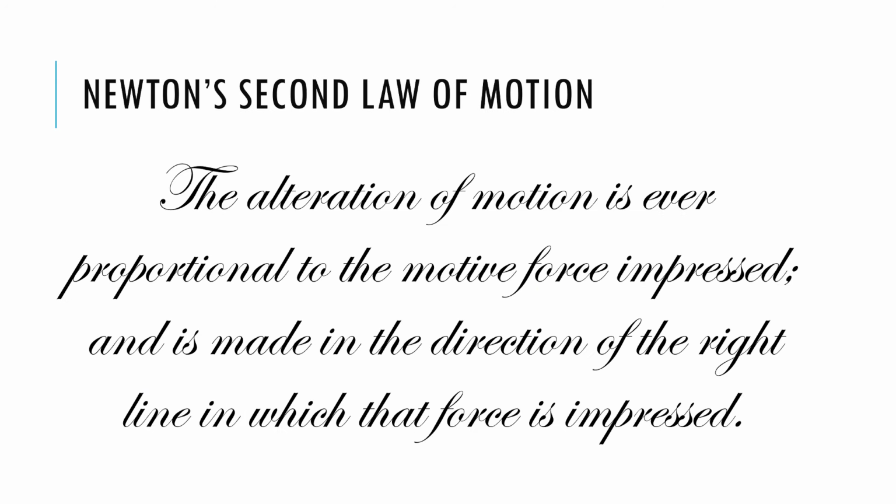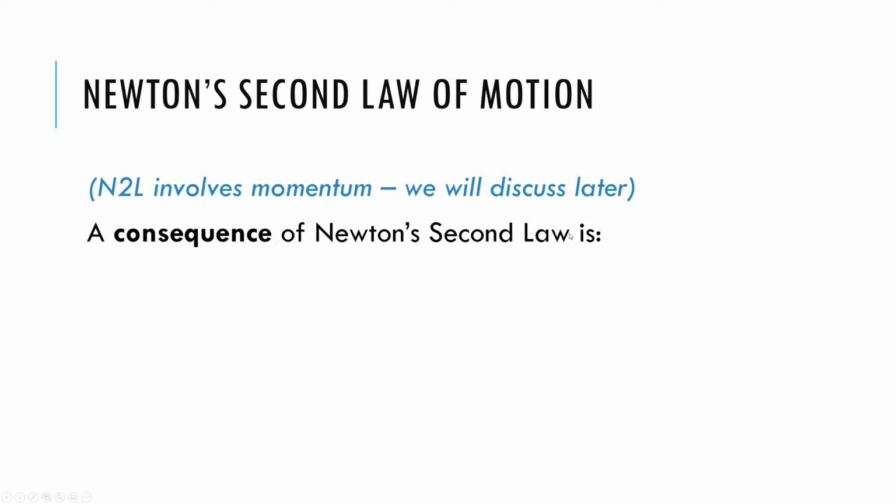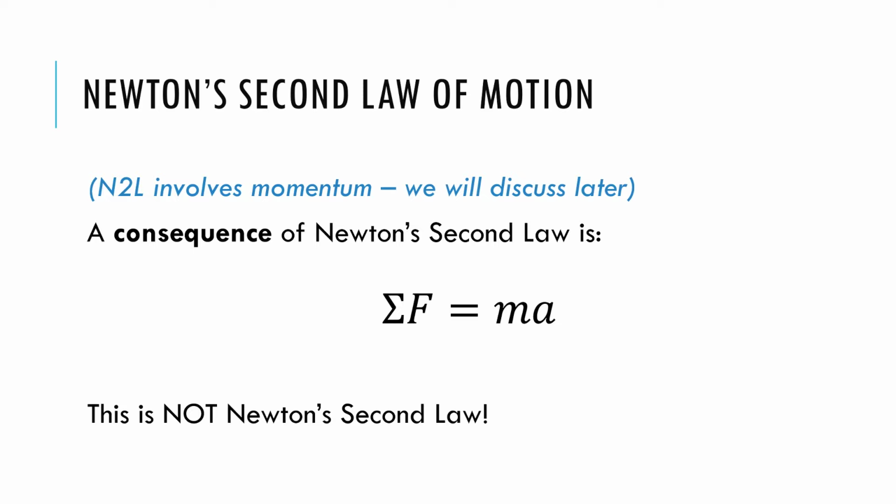All right, the second law, just to look at it, was written that the alteration of motion is ever proportional to the motive force impressed, and is made in the direction of the right line in which that force is impressed. We will talk about what specifically Newton means by motion in this unit as we start talking about momentum. However, you want to know that F equals ma comes from Newton's second law. However, this is not exactly Newton's second law. We'll hammer out how you can write out Newton's second law in variables.